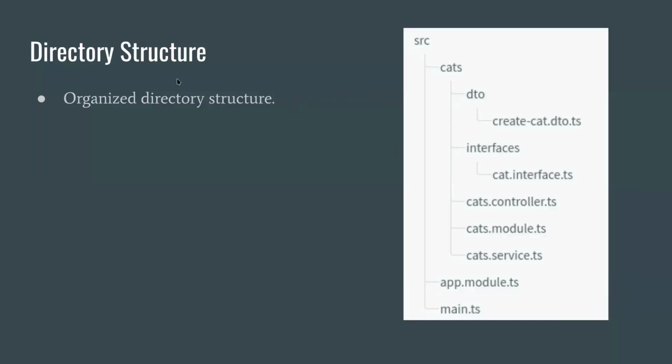Organizing directory structure is really important for maintaining a clean and understandable code base. So here is an example of a well-organized directory structure after creating the cats module. In this structure, all files related to the cats feature are contained within the cats directory. This way we're promoting modularity and ease of navigation.